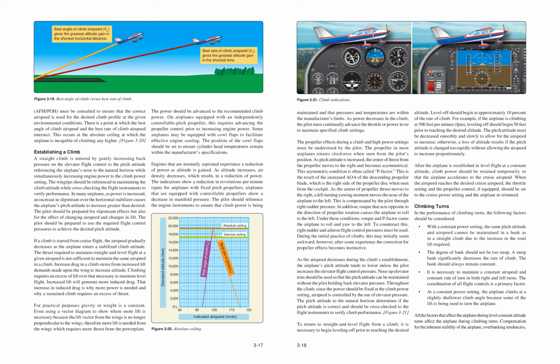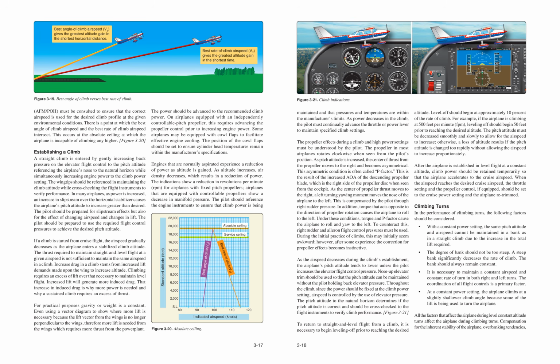At a constant power setting, the airplane climbs at a slightly shallower climb angle because some of the lift is being used to turn the airplane. All the factors that affect the airplane during level constant altitude turns affect the airplane during climbing turns. Compensation for the inherent stability of the airplane, overbanking tendencies. Figure 321. Climb indications. Maintained and that pressures and temperatures are within the manufacturer's limits.